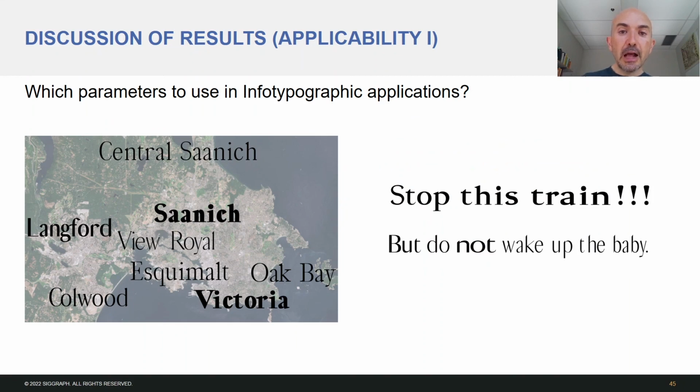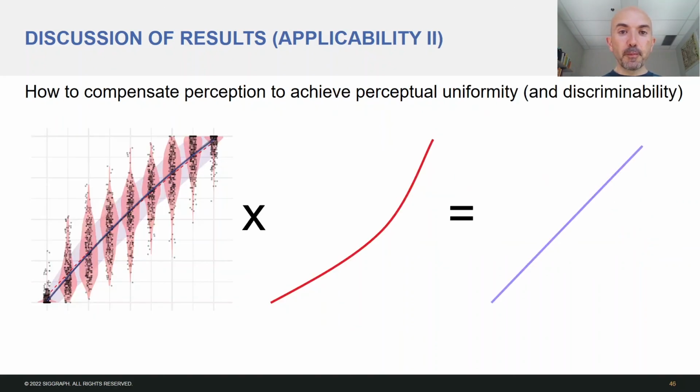So how can this help? For visualization designers who want to use infotypographic techniques, our results essentially tell them which typographic parameters are perceived most accurately. So use weight and slant if you can. The characterizations that we made of the perceptual curves allow us to compensate for them. This way we can achieve perceptual uniformity, which is desirable in many cases.